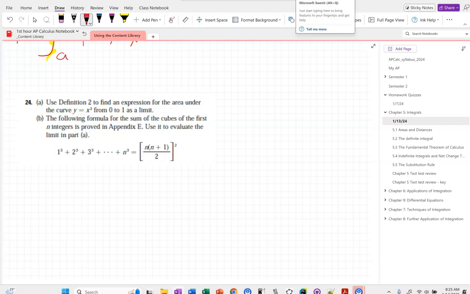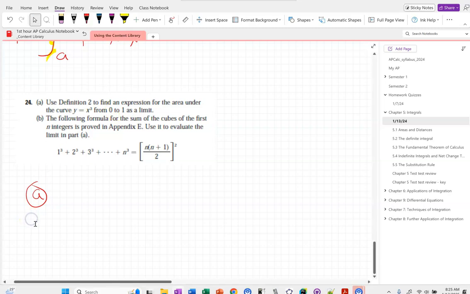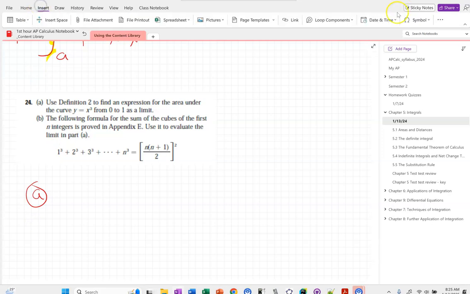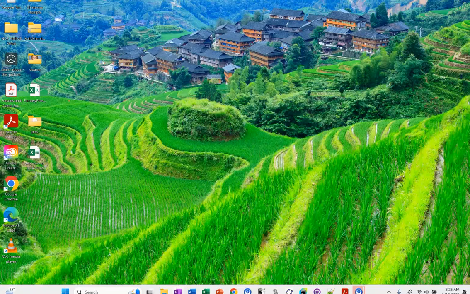All right. It says on 24a, use definition 2 to find an expression for the area under the curve y equals x cubed from 0 to 1 as a limit. So if I go back and look at definition 2, let's drop that in here also so you can see what I'm doing.